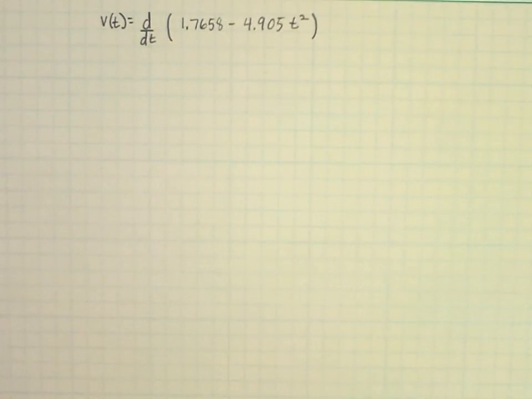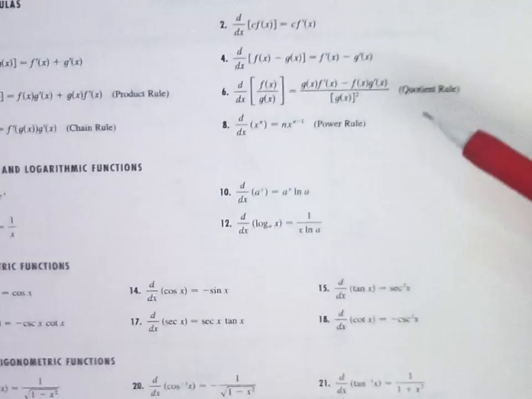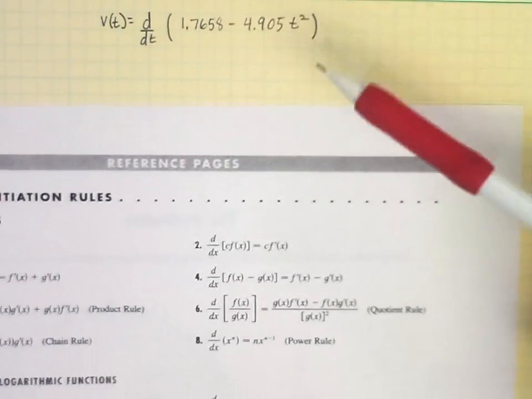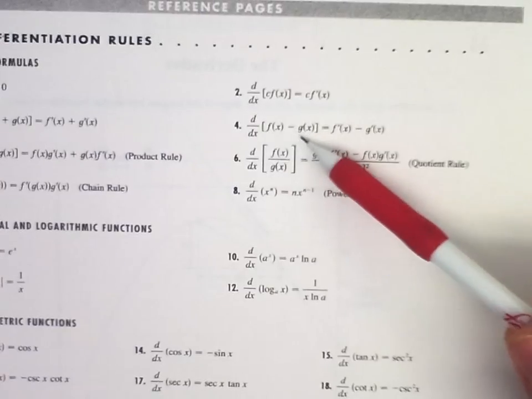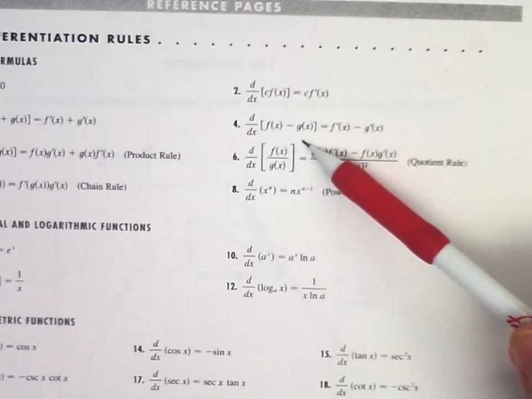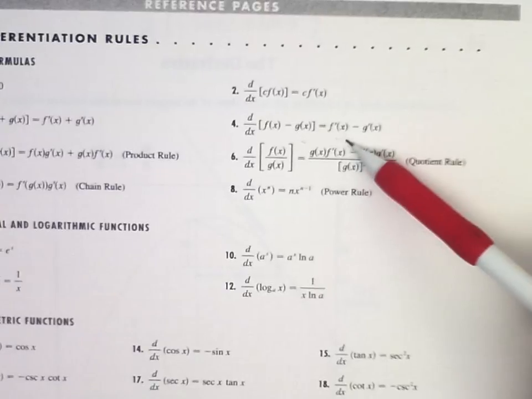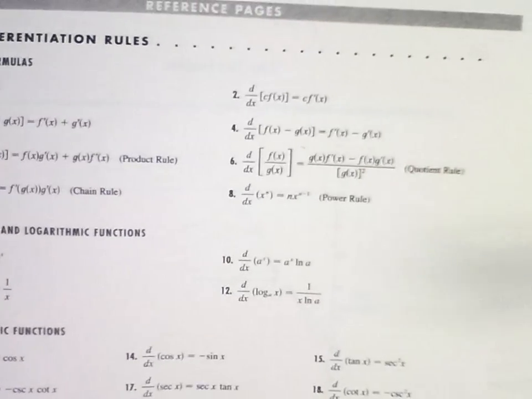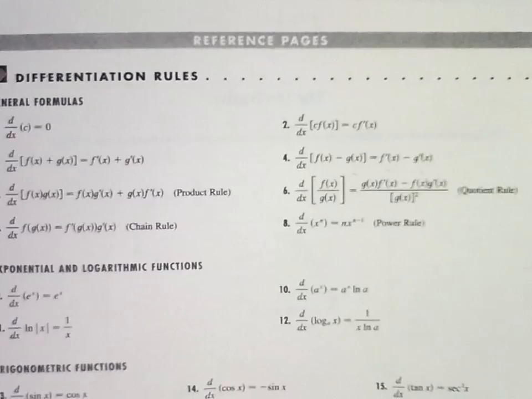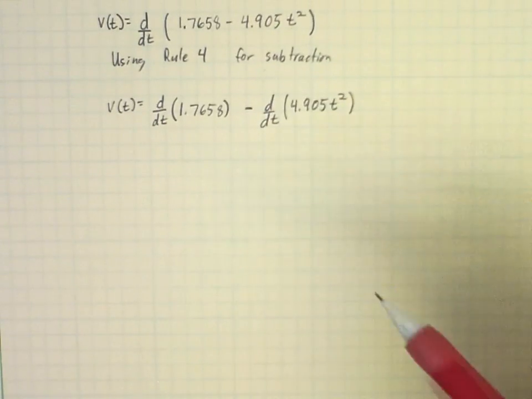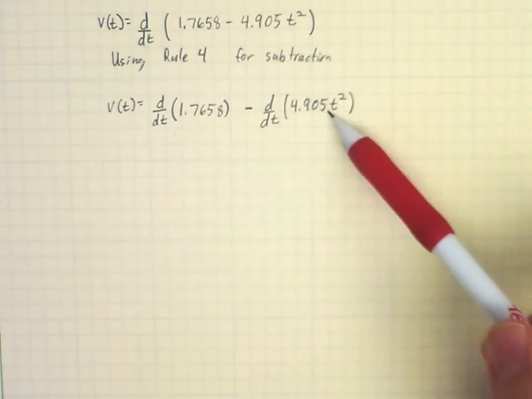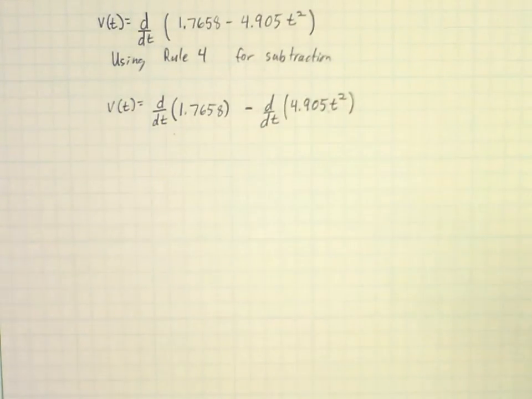So one of the first rules that helps me out is the law of subtraction. I have two terms being subtracted from each other. Rule 4 tells me that the derivative of two things subtracted from each other is just the derivative of the two things individually subtracted from each other. So I can split them apart, which is very helpful. So let's do that. Using rule 4 for subtraction, I just split it into the two parts. That made things a little bit better. What else can I do?